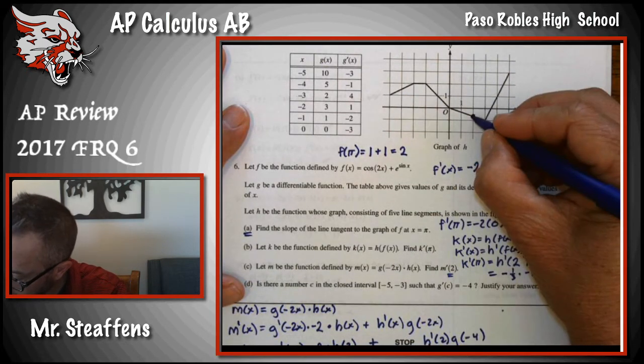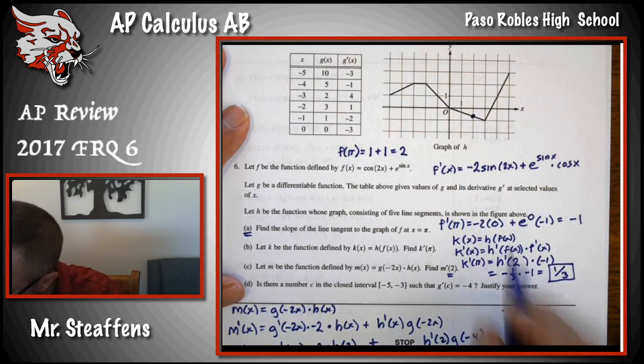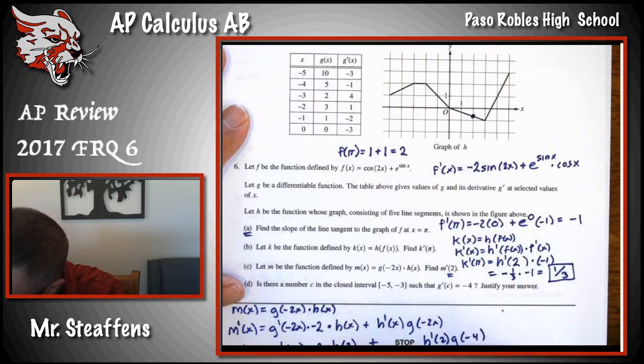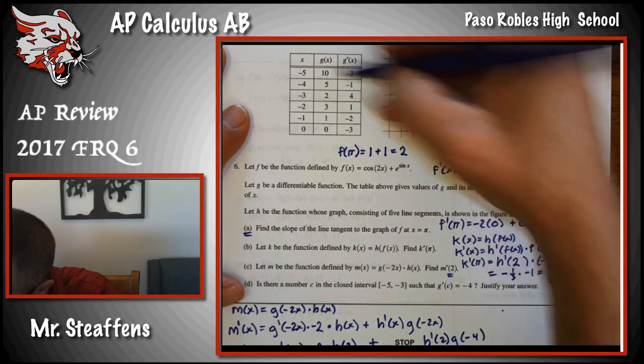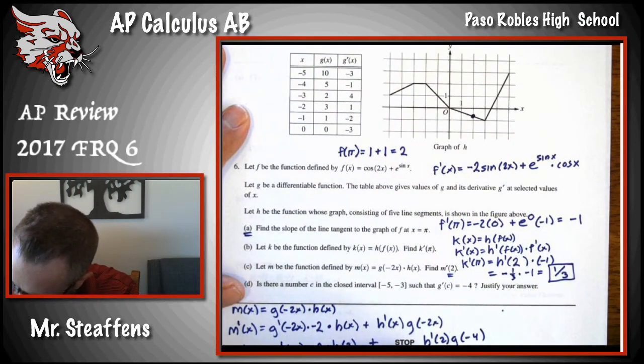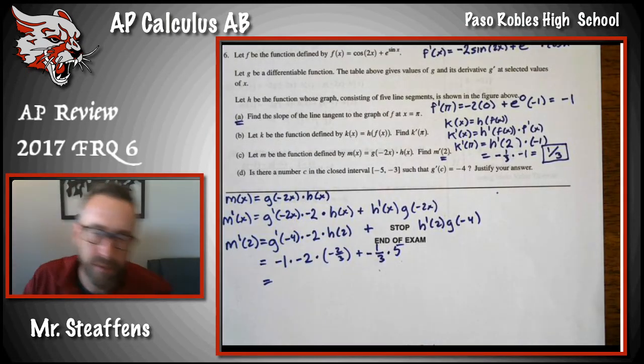I already found H prime at 2. It was, no, that was the other one. H prime at 2. Yeah, I did. It was right here. It was negative 1/3. And then I need G of negative 4, and G of negative 4 is 5. So those are the values that I just got. I hope that I did those correctly.